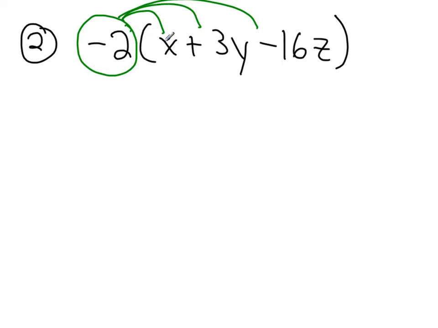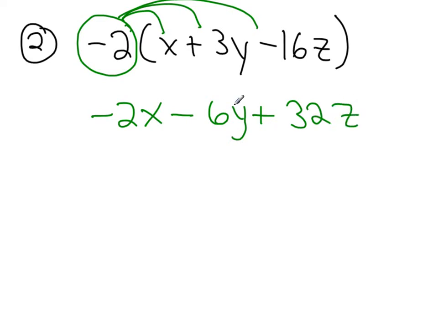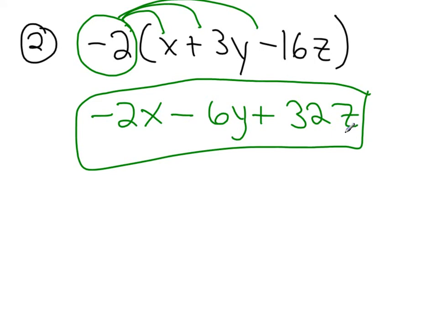So we have negative 2 times x, which is negative 2x. Then we have negative 2 times positive 3y. That gets us negative 6y. Next and last, we have negative 2 times negative 16z. Negative times a negative is a positive 32z. And we still don't have any like terms, so we can't combine them, and that is our final answer.